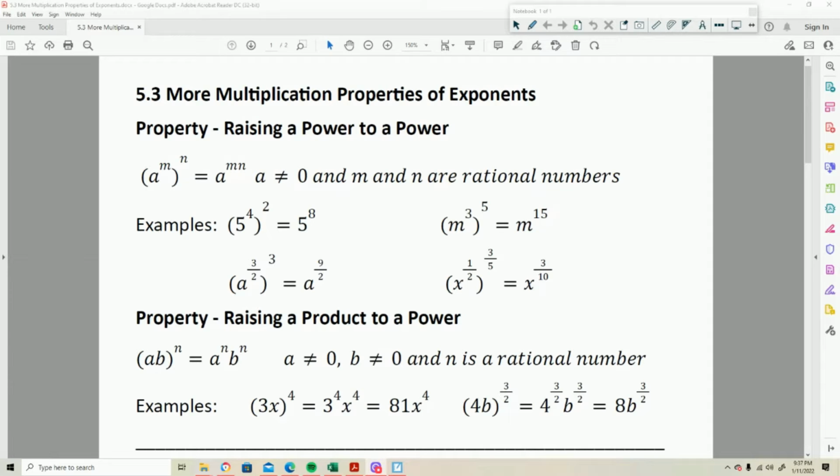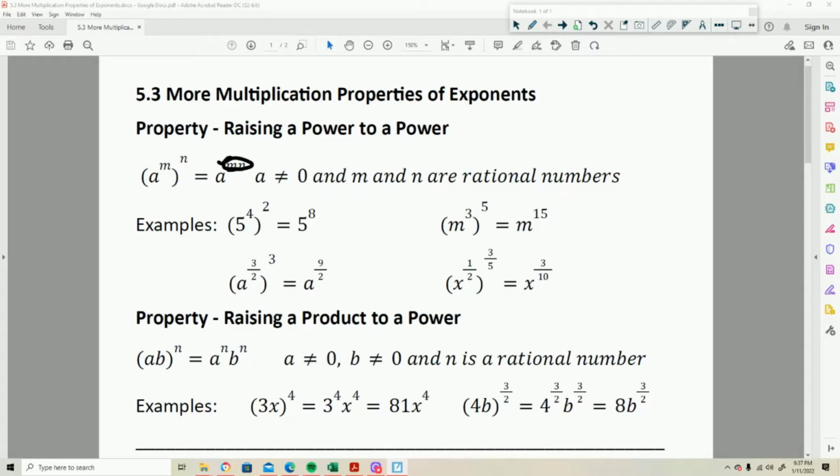We have a couple more properties we're going to learn in this lesson, 5.3. What we need to look at is raising a power to a power. Okay, we've not done that yet. If we look here, when we raise a number that has an exponent to another exponent, we actually multiply the exponents to get the answer. So we'll take m and multiply it by n to get the answer. Okay, so that is multiplication there.